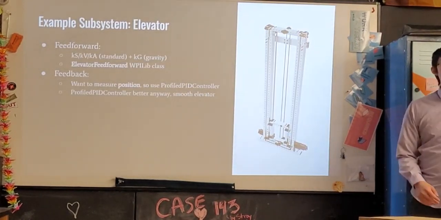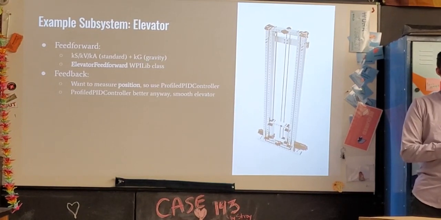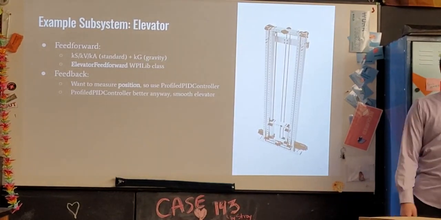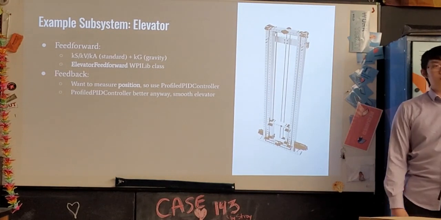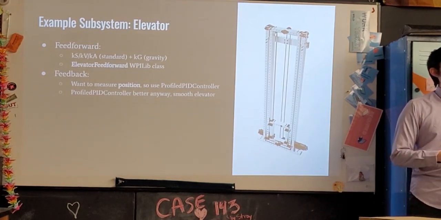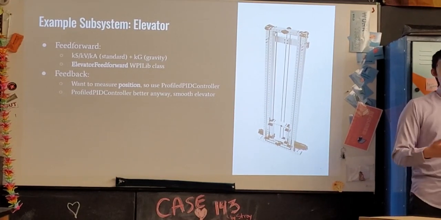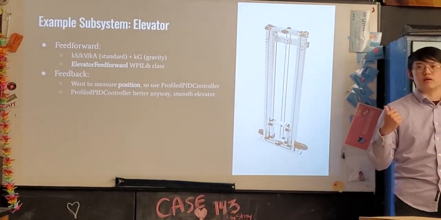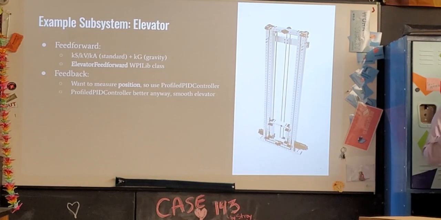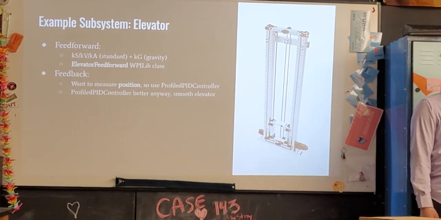All right. So I'm gonna go over some examples of different subsystems of our robot, because all of this theory talk is a little bit hard to see why or how it applies to different subsystems. I'm gonna go over a bunch of subsystems and tell you how we control it. Okay.